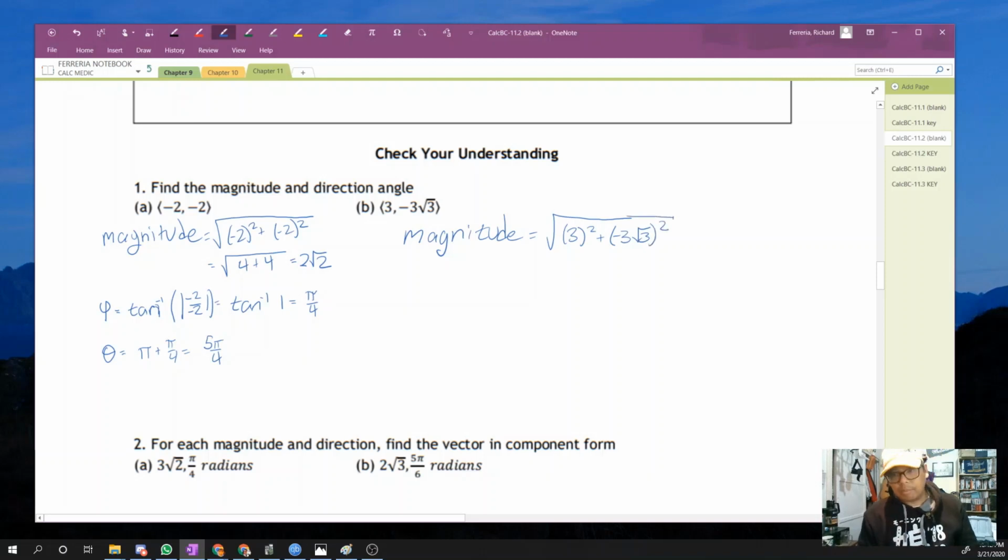Let's do some quick maths on that. That's the square root of 3 squared, which is 9, plus, and let's try and do this one, 3 root 3 squared. 3 squared is 9 again. Root 3 squared is 3, so this is 9 times 3, or 27, which is equal to the square root of 36. What is the square root of 36? Yeah, that's 6.